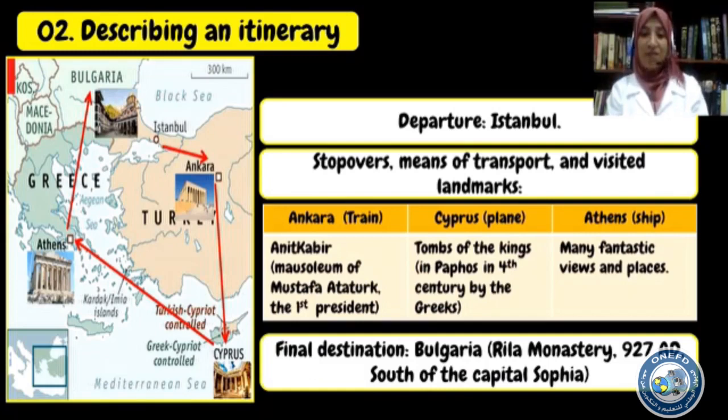Last we have the final destination. The final destination is Bulgaria, and the visited place is Rila Monastery, 927 AD, south of the capital, Sofia. So we are going to use all this information to write an itinerary or to describe a route that you followed during your trip. Let's see an example.